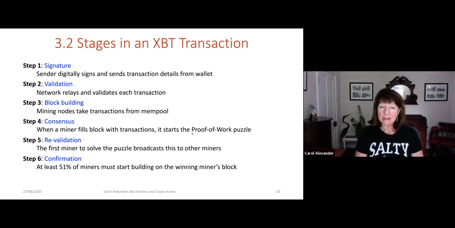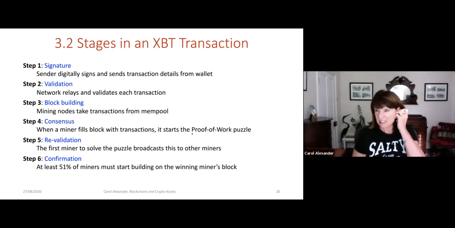And then once they've been put in a memory pool, the next stage is to build a block, and lots of miners are going to be building blocks at the same time and competing with each other. As soon as a miner gets a block, usually more than a megabyte when the network's busy, but they might decide to stop and start the proof of work puzzle when it's only 600 kilobytes. Doesn't have to be a megabyte.